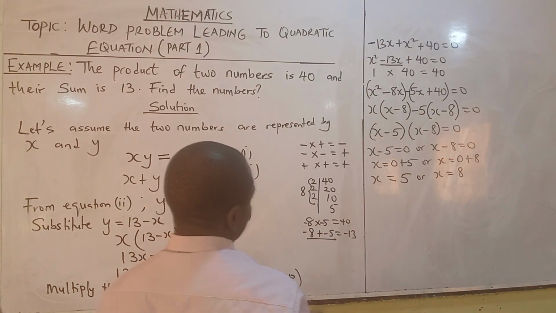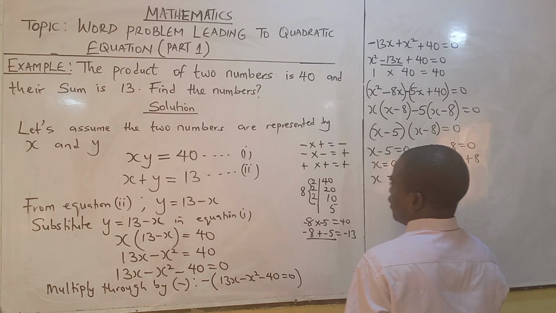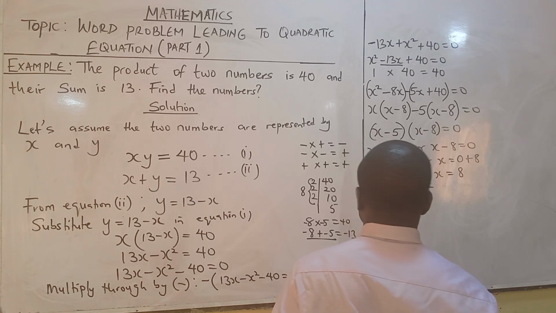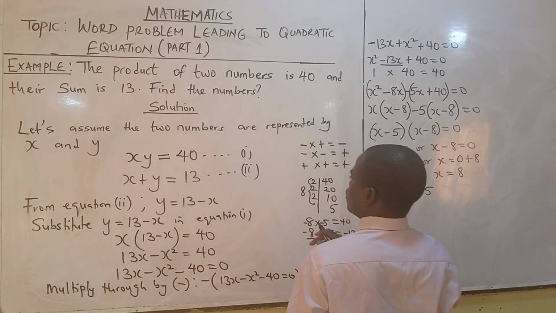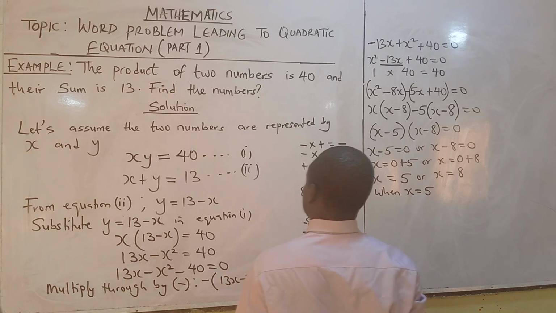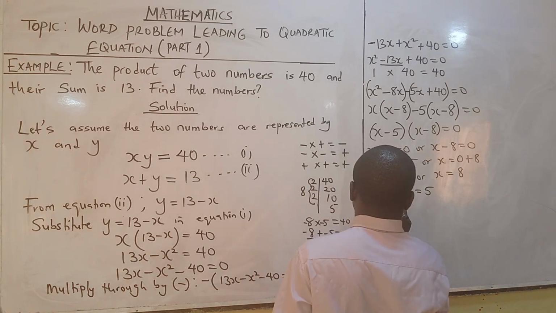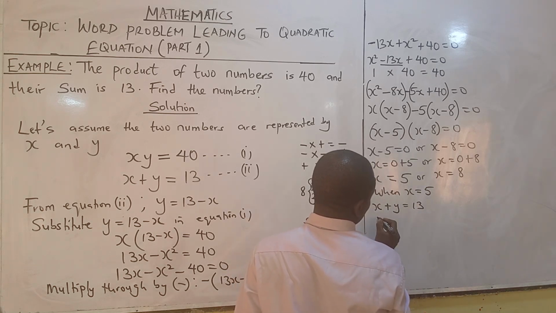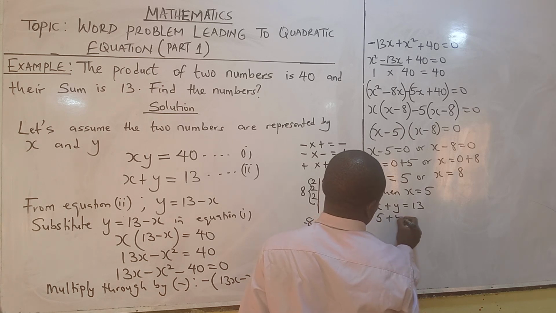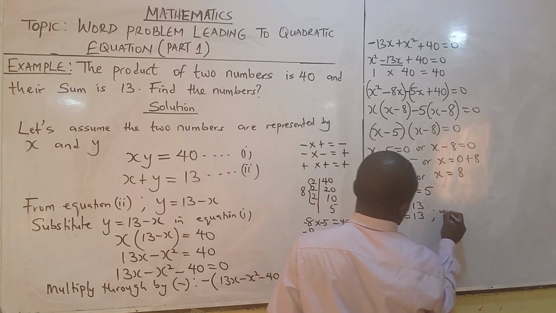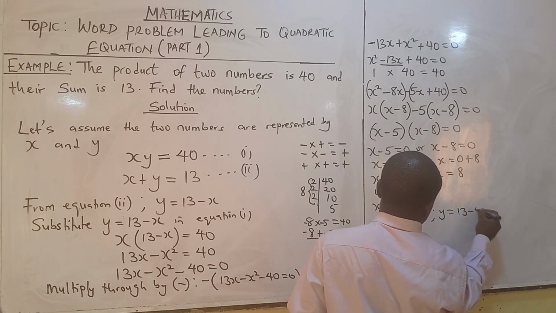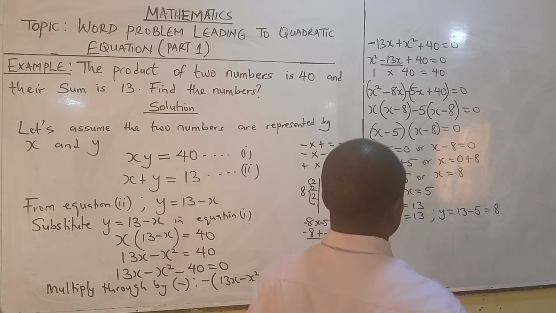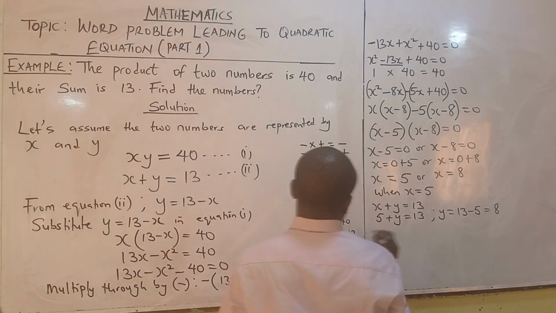Okay, the values of x are these. Now let's know when x equals 5, what will be our y? Go back, pick any of the equations. I want to pick equation 2. Now x plus y equals 13. Let's substitute the value of x to know the value of y. We have 5 plus y equals 13. y equals 13 minus 5, which is 8. Okay, y equals 8.